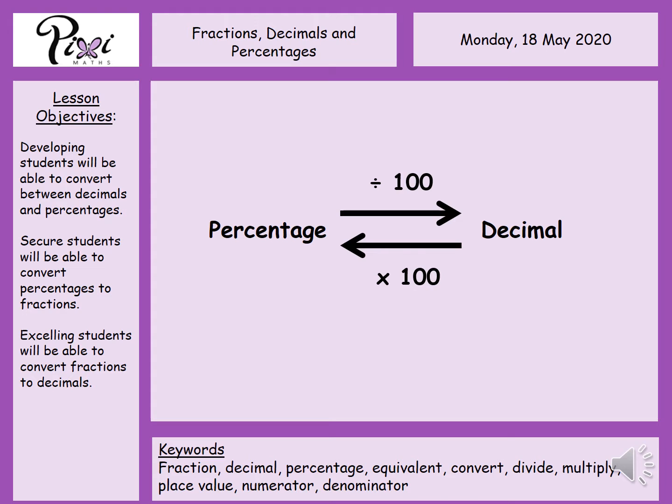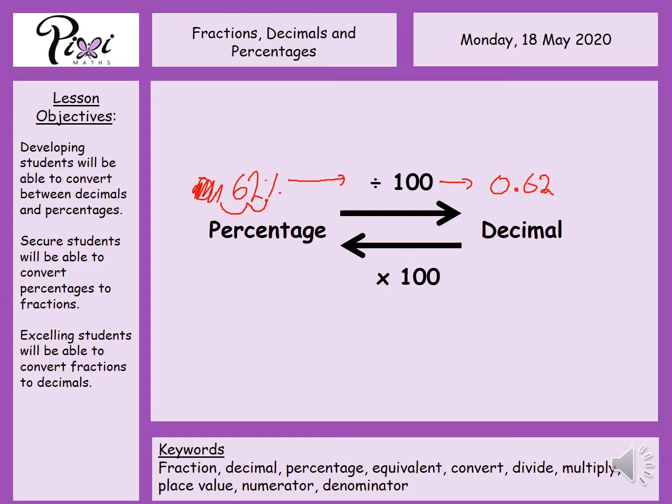So let's say we had 62%. As a decimal, we divide by 100. So we do 62 divided by 100, which gives us 0.62. Or we're moving the decimal place 2. So if there was a decimal here, 62.0, moving it 2 places to the left, we end up with 0.62.